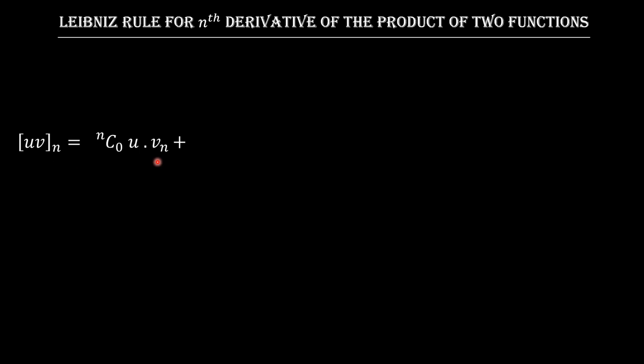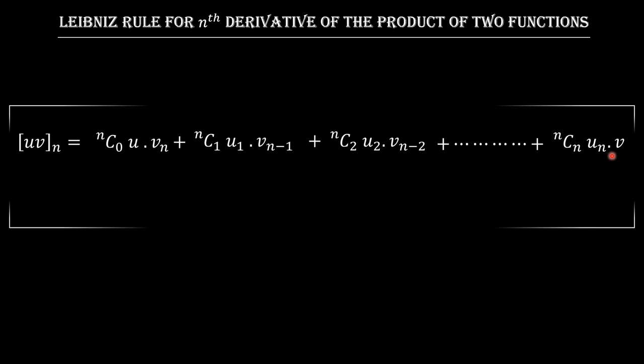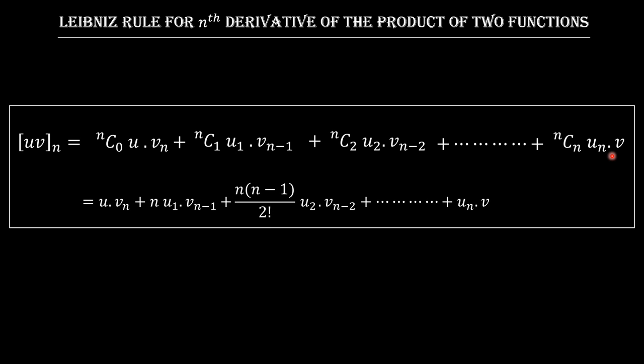nC0 u into nth derivative of v plus nC1 u1, that is nothing but the first derivative of u multiplied with n minus 1th derivative of v plus nC2 second derivative of u multiplied with n minus 2th derivative of v, and so on, so that the last term of the equation is nCn into un, nth derivative of u multiplied with v. Let me just simplify the above equation.